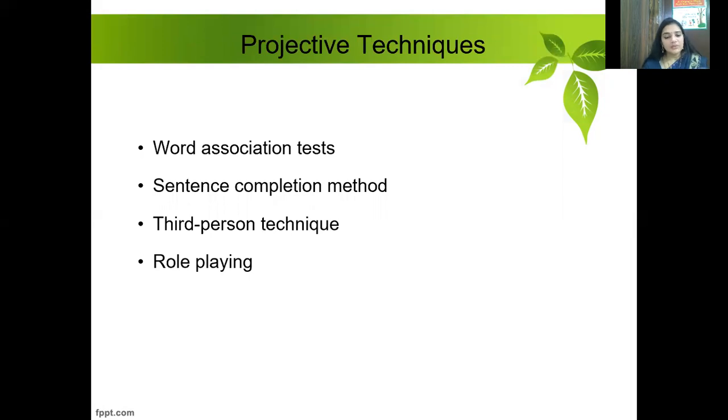Then some projective techniques. Projective techniques are word association test, sentence completion method, third person technique, and role playing. Let us discuss them one by one.